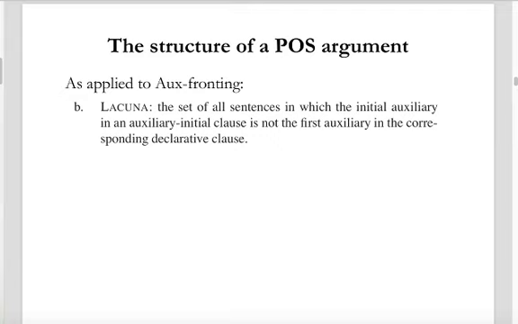The lacuna here, the set of crucial sentences which provide evidence, is going to be the set of all sentences in which the initial auxiliary in an auxiliary initial clause is not the first auxiliary in the corresponding declarative clause. Right? In other words, it's going to be these super complex yes-no questions across a subject-relative clause, as in, is the man who is tall in the hallway?